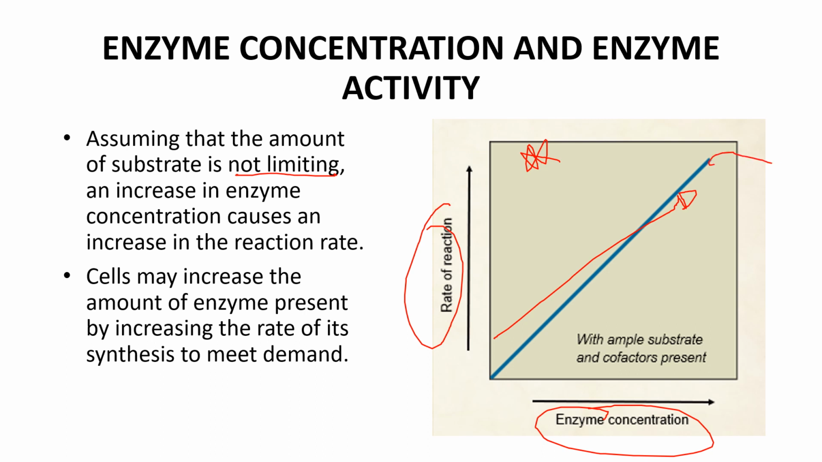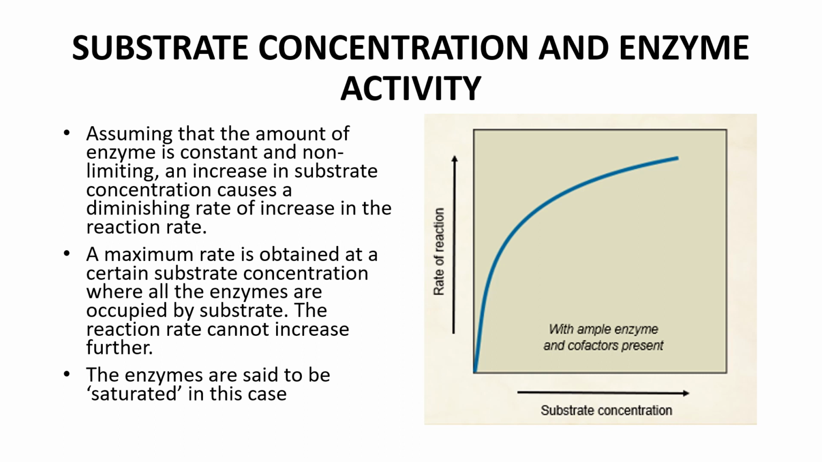It's going to plateau at some point if there's not enough substrate to actually perform these chemical reactions in the first place. Just like I said, substrate concentration also affects this. So I'm assuming that the amount of enzyme is constant and non-limiting, so we're looking at the opposite now. An increase in substrate is going to generally increase the amount of reactions that can take place.